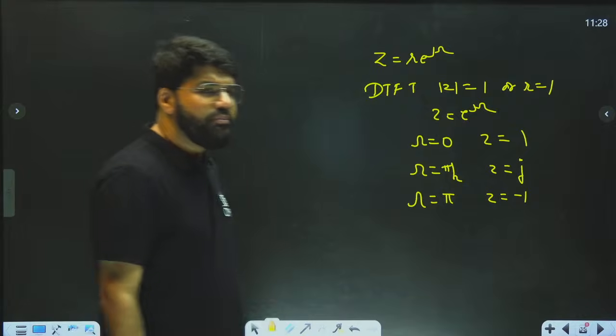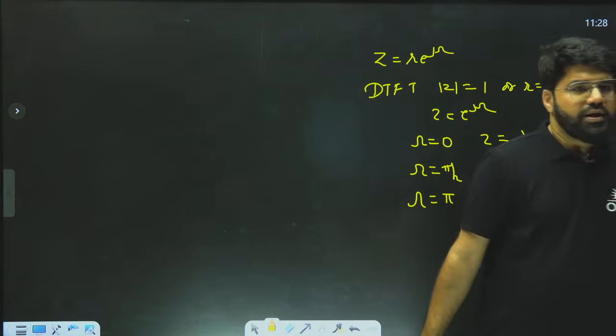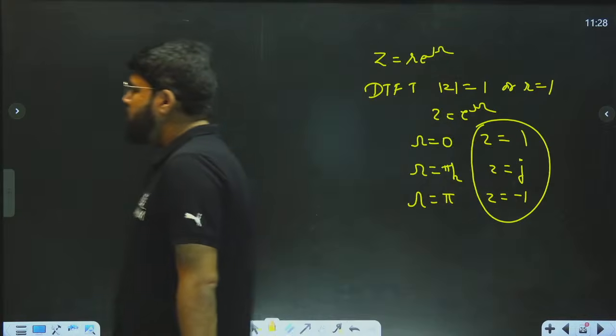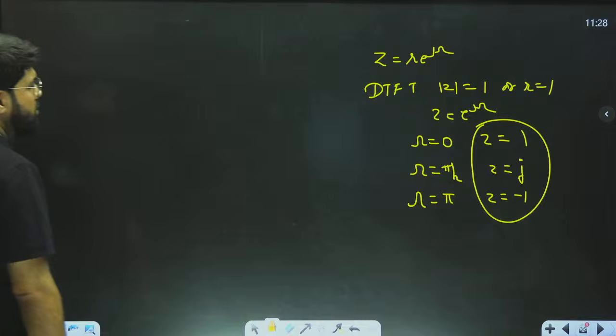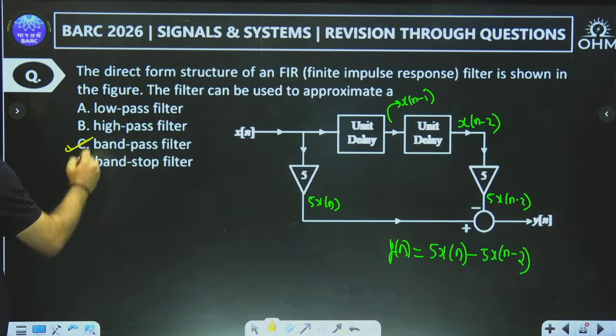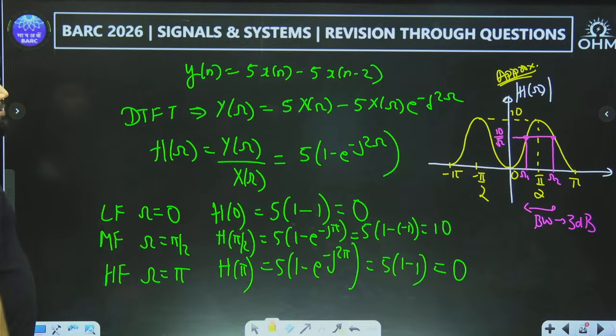If you use Z transform, that is also okay. But what values of Z to put? These are the values of Z that you have to take care of if you run it in Z transform. So the correct answer is band pass. It is a band pass.